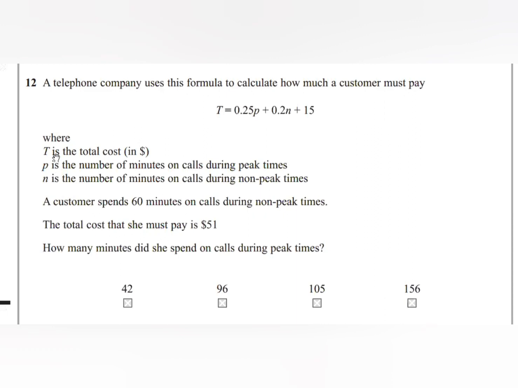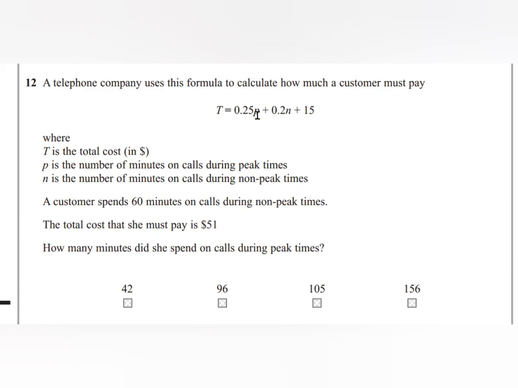A customer spends 60 minutes on calls during non-peak times, which is the N. The total cost that she must pay is $51, which is the T. How many minutes did she spend on calls during peak times, which is P? So we are looking for P. We have T and N. Now we're going to substitute the numbers that we have, and then we're going to find the P, okay?